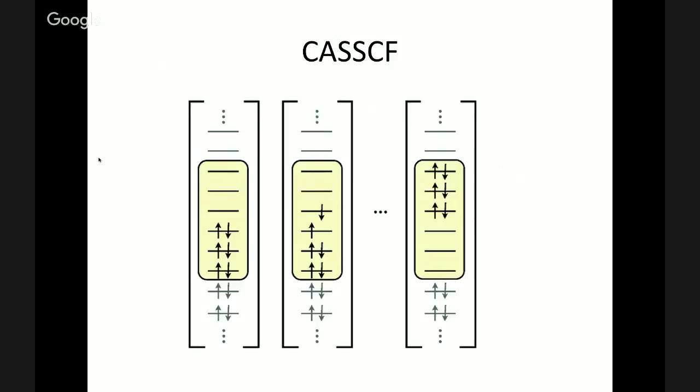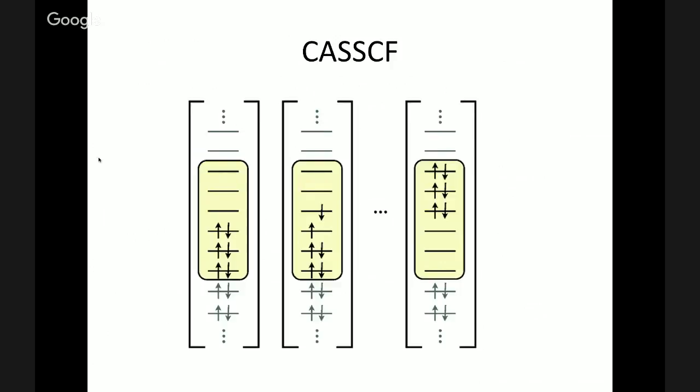Are those always going to be degenerate? For 6-6, is it like the 3 lowest unoccupied and the 3 highest occupied? So is it just going to take those?